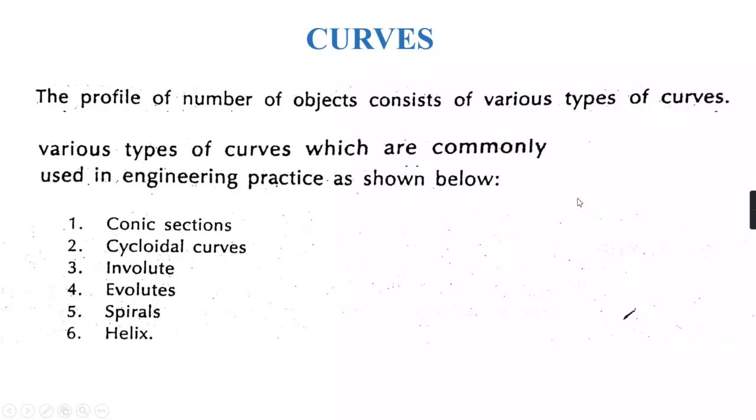Second one is the cycloidal curves. Third one is the involute, then evolute. Next is the spirals, and the sixth one is the helix. So the first four are in the drawing course. So first one is the conic sections.